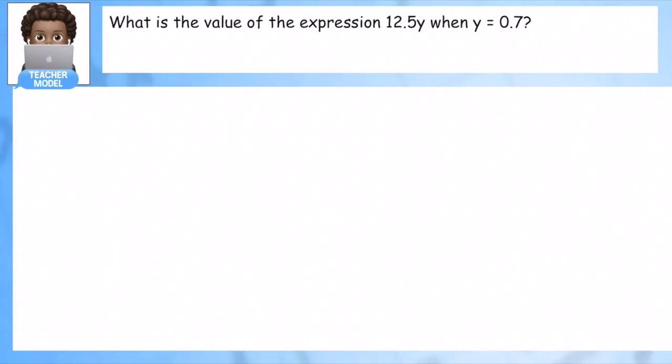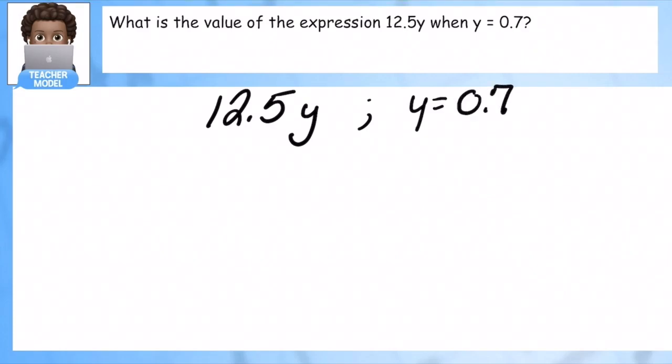This first one, we have 12 5/10 y, and we want this when y is equal to 7/10. So it's the same operation. We're still substituting and then evaluating. It's just our numbers now are a little bit more complicated because they have decimals, but the math stays the same. So I'm still going to substitute, and I'm going to have our y in there. So there we have it. And now I'm just going to evaluate.